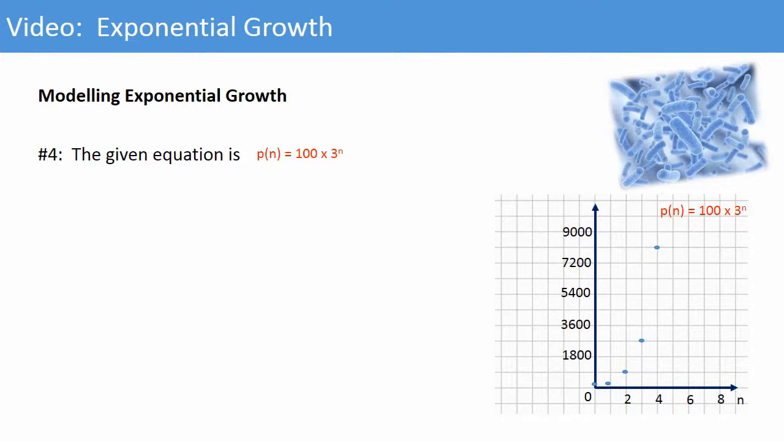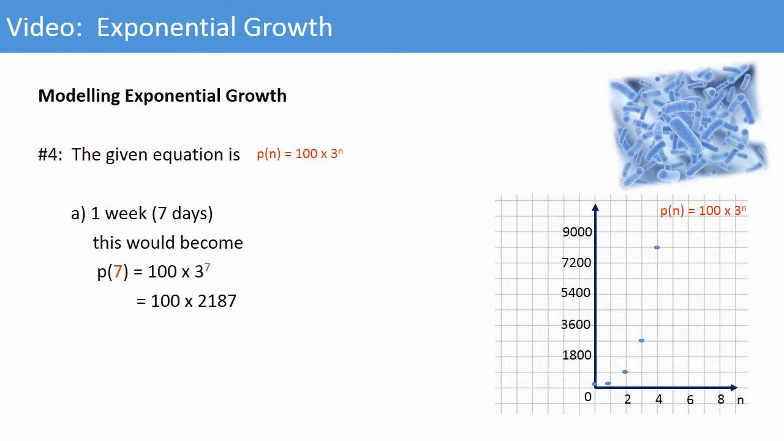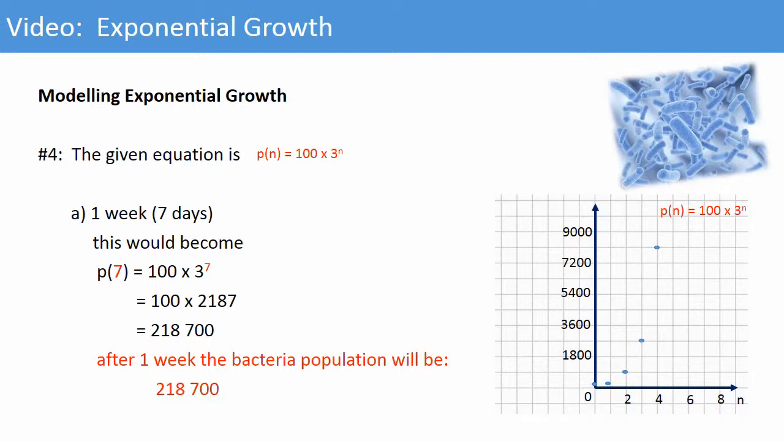The given equation is P(n) equals 100 times 3 to the exponent n. At 1 week, which is 7 days, this would become P(7) equals 100 times 3 to the exponent 7. We replace the n by the numeric value 7. From there, we solve: it equals 100 times 2187, which would be 218,700. After 1 week, the bacteria population will be 218,700.